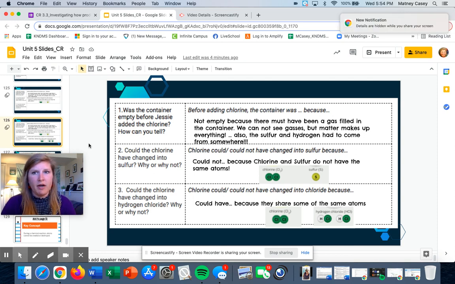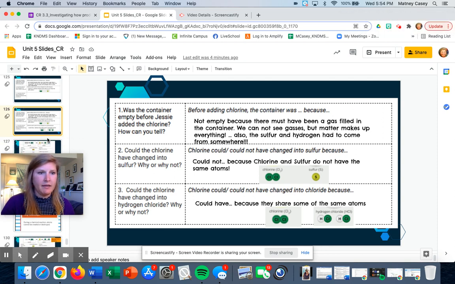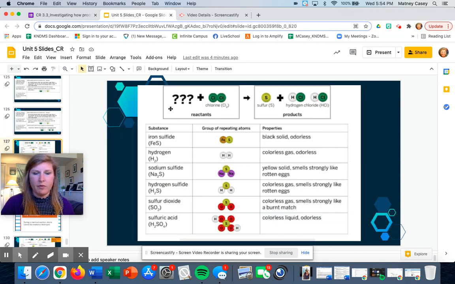Your job in this section is trying to figure out what is that mystery substance in the reactant side that we don't know. So you're trying to figure out what this actually is. You'll be given a list of substances as well as their repeating groups of atoms, what they look like. Pay close attention to that. That'll be your biggest clue. And also pay close attention to the properties to help you. So try and figure that out. There's only one that's right. We'll see if you can get it.